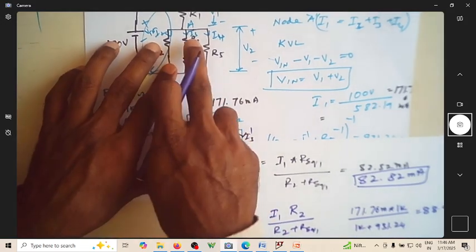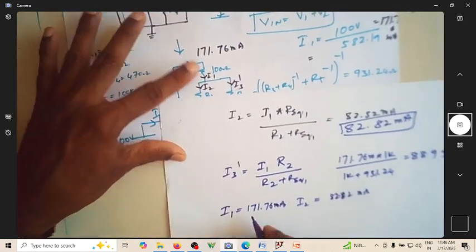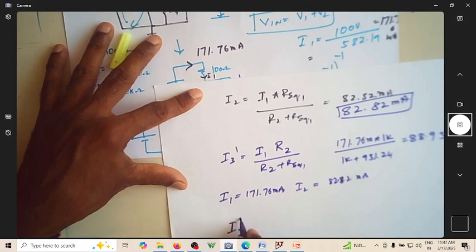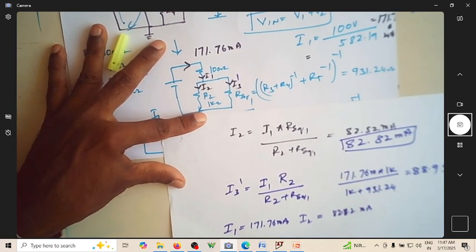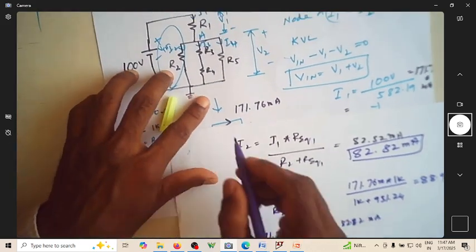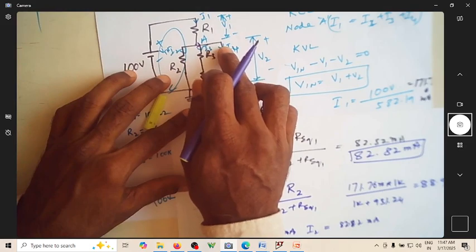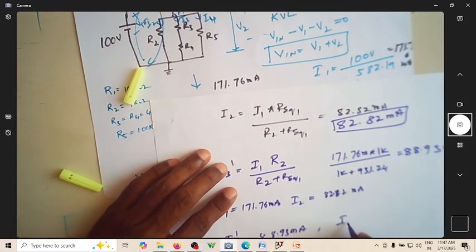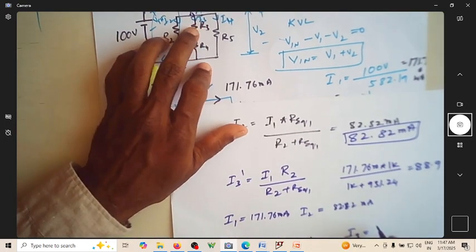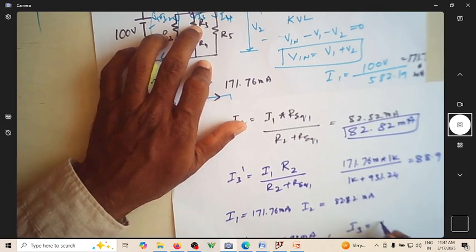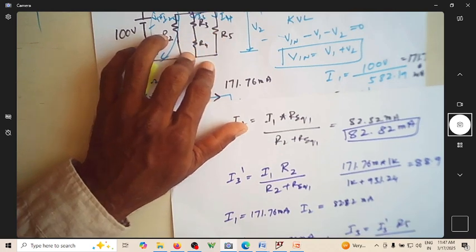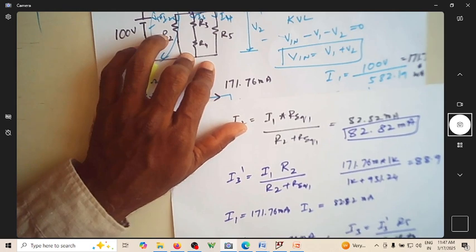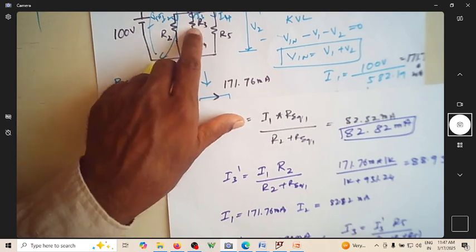I3 dash is the overall current flowing through the parallel combination of these two. I3 dash happens to be 88.93 milliamperes, the current flowing through these two arms. Now if you want to find I3, the main current of these two branches is nothing but I3 dash. It is I3 dash into the resistance of the other arm, which is R5, divided by R3 plus R4 plus R5, because these two are now in series.